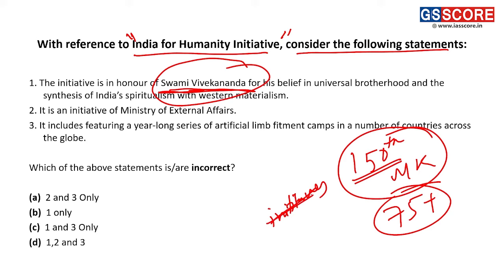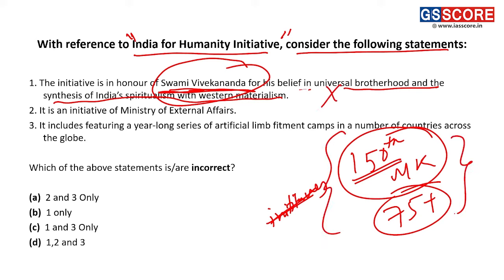So this particular initiative is in the honor of Swami Vivekananda for his belief in universal brotherhood and the synthesis of India's spiritualism with Western materialism. Is this correct? Well, no, it is not. And this very complex situation that we have so many great personalities, so many anniversaries being observed, etc., makes this thing very, very complicated of sorts. So it is rather on the 150th birthday of Gandhiji that this initiative was launched, and hence the first statement is incorrect.